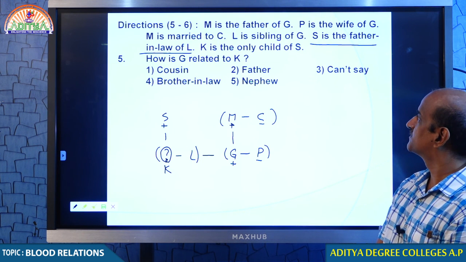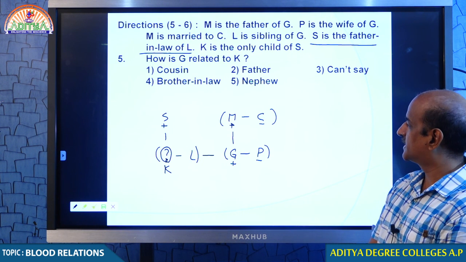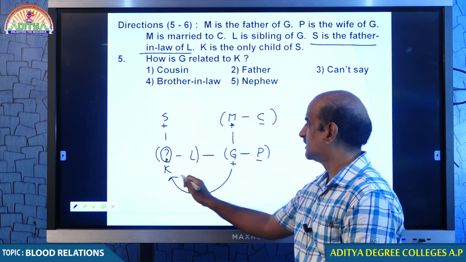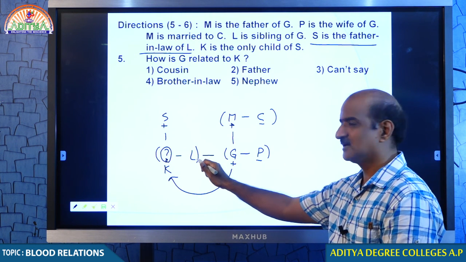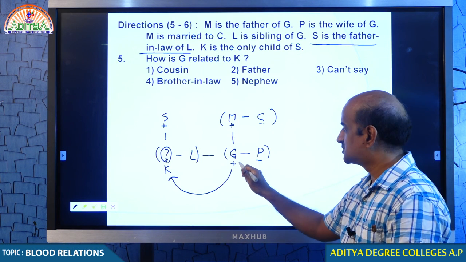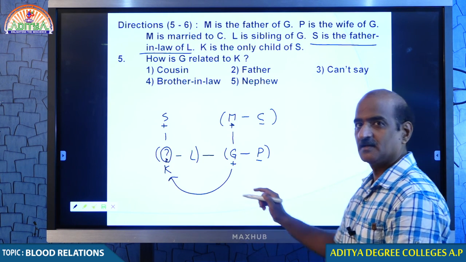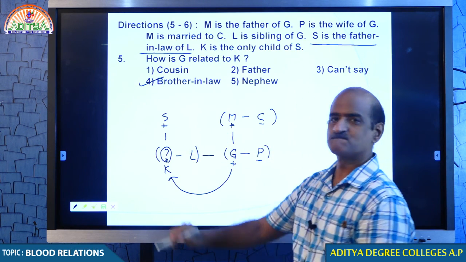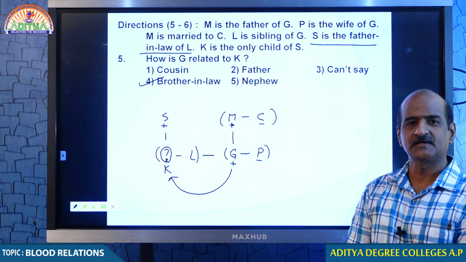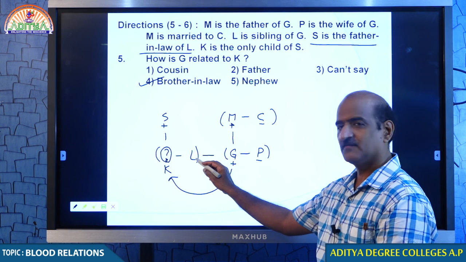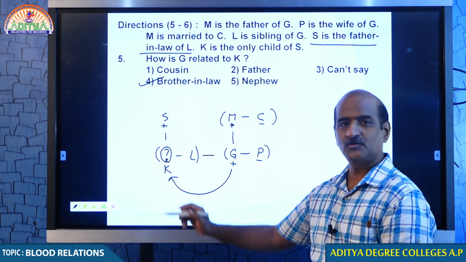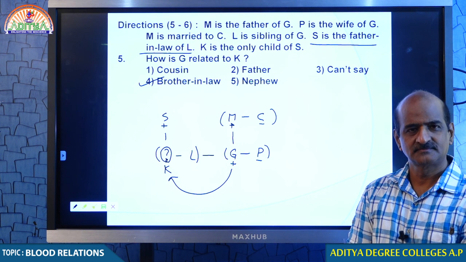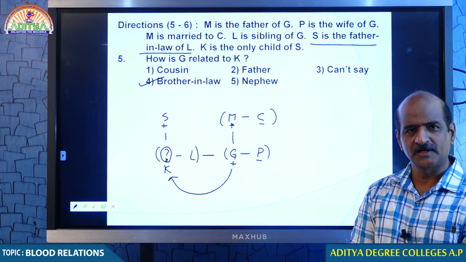Now just look at that. How is G related to K? Because G is brother of L, obviously G will be brother-in-law, and hence your answer must be brother-in-law. What do you think? Because G is brother of L, obviously brother-in-law to K. Come on, comfortable? Did not get it?